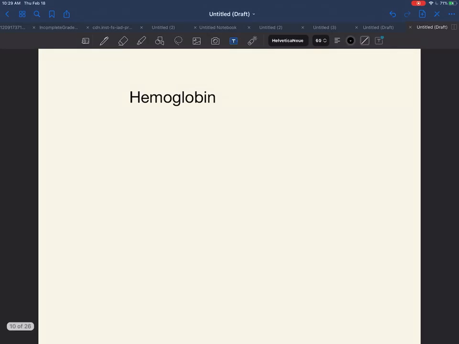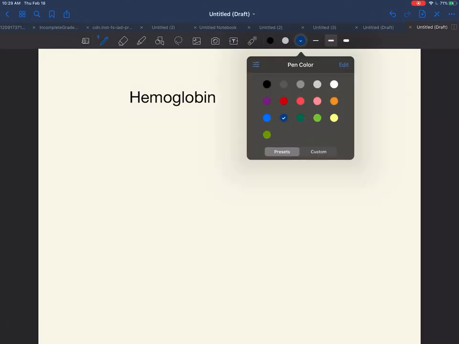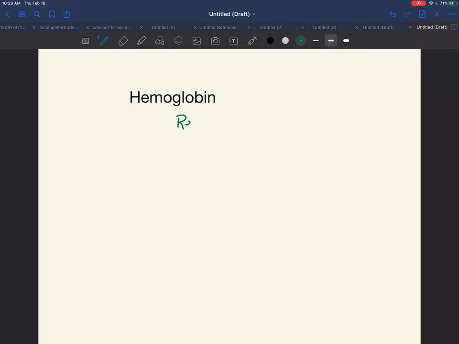Hemoglobin is our respiratory pigment. It's kind of a cool thing. Let me use a different color here. So let's use green. This is my respiratory pigment. So its major function is that it must bind reversibly. So that means it picks it up and lets it go to oxygen.